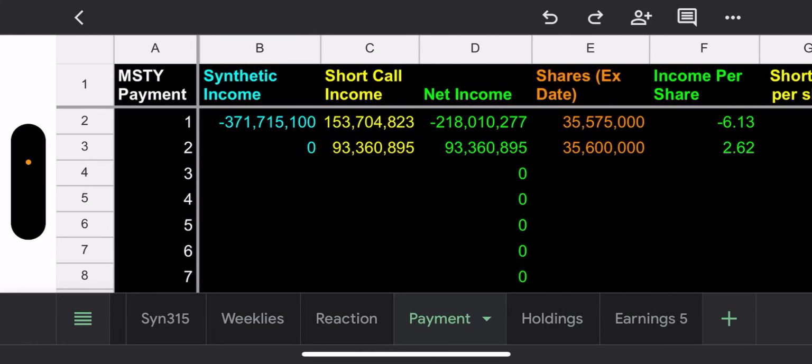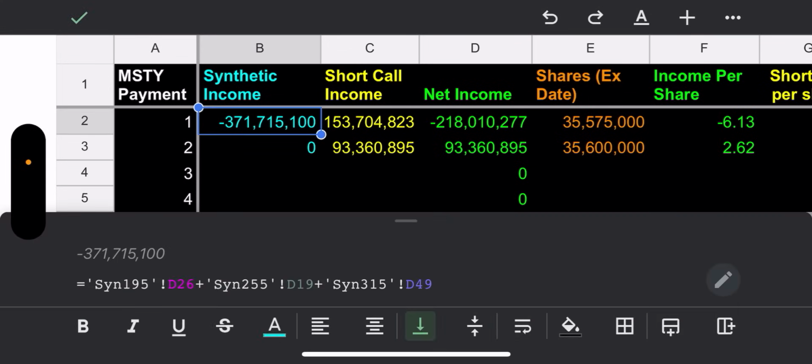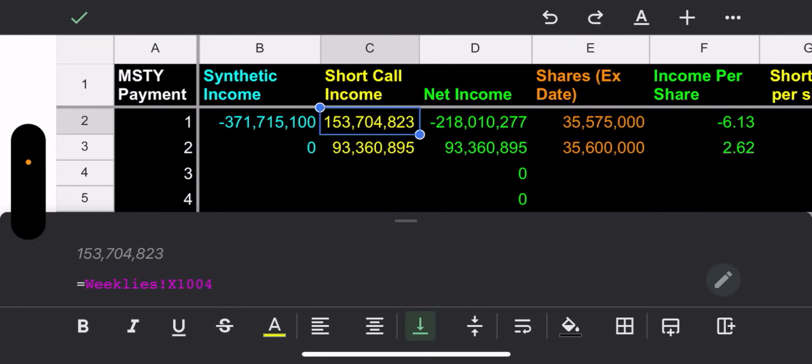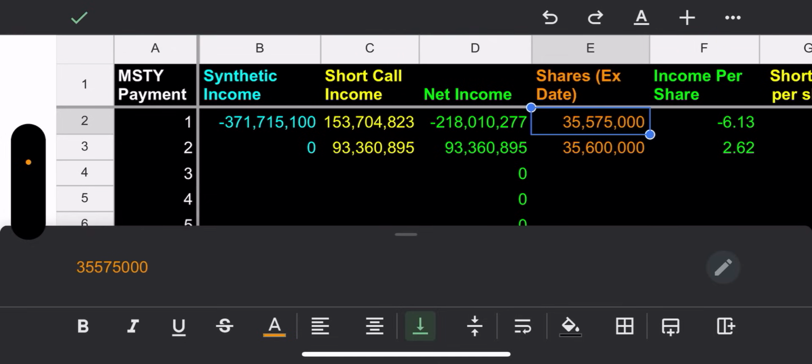All right, payment information. It looks complicated, but it's not. Again, we showed you where we calculate the synthetic income, right? So it pulls from the appropriate synthetic income cells, and then short call income, it pulls from the weeklies, right? And this example was X, right? That was payment 1 column. And then the next one down is payment Y column, right? And then net income is just the addition of the two cells right there.